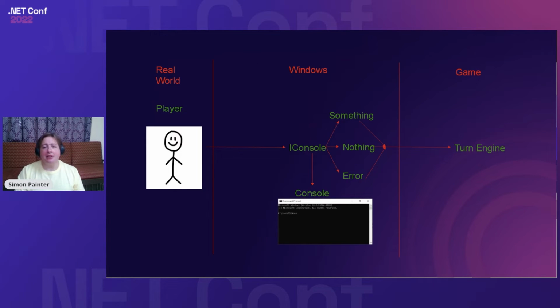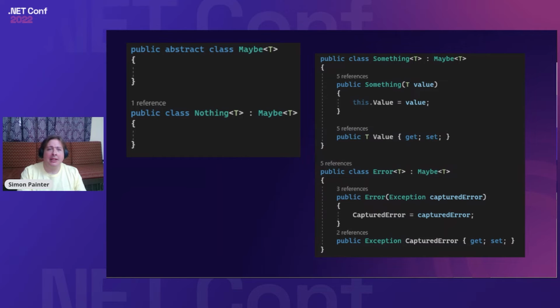I would say that there are three possible states to what comes out of the console. Something, meaning that the user actually entered some text. Nothing, meaning they just literally hit the enter button and entered nothing. That's a form of error state as far as we're concerned, or an error occurred. Now, I don't know what sort of errors can occur on the console, but still, I need to capture that. I don't want an unexpected thing to happen. And that's what that would look like.